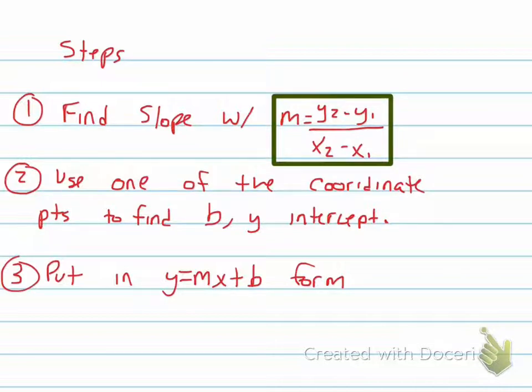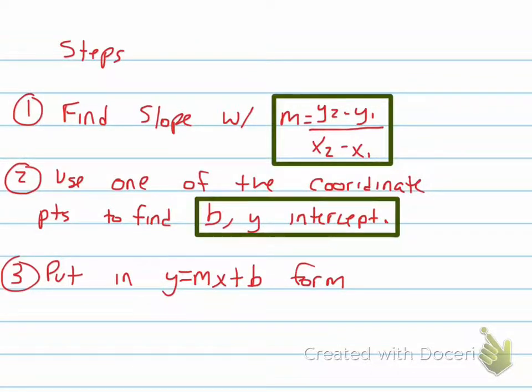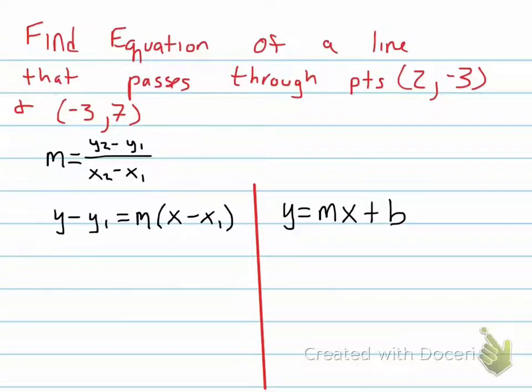Step 2, use one of the coordinate points to find b, the y-intercept. Okay, so you need your 2 points, m and b, or your 2 parts of a line, and then put in y equals mx plus b form. Alright, so let's look at this. Find the equation of a line that passes through points (2, -3) and (-3, 7).